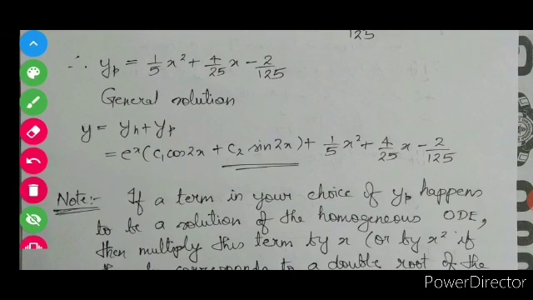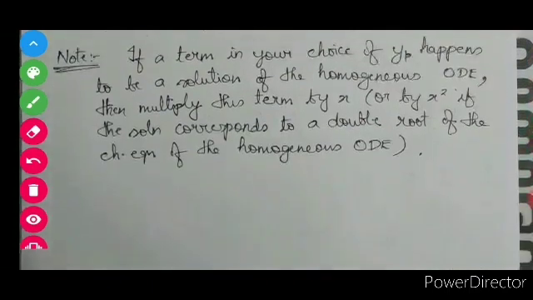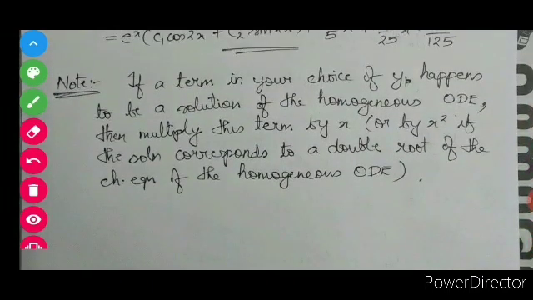Okay, now we are done. This is your yh, this is your yp. So taking the sum of both, you get the general solution. Now we have covered all the cases. Next, we are going to look at a special case. That is, we are going to look at a note here.